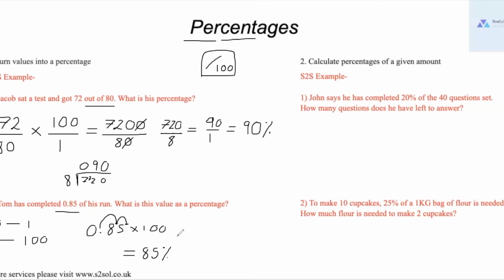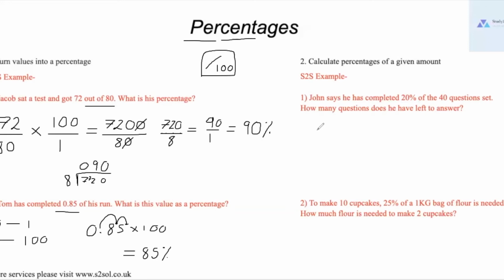So moving on to the second type of questions that we can get to do with percentages is to calculate percentages of a given amount. So what we've been doing is turning values into percentages, but now we have to turn percentages into values. So this first example says that John says he's completed 20% of the 40 question set. How many questions does he have left to answer? So we need to make sure we are always reading our question properly. So it says that John says he's completed 20%. So what we want to calculate is 20% of 40.